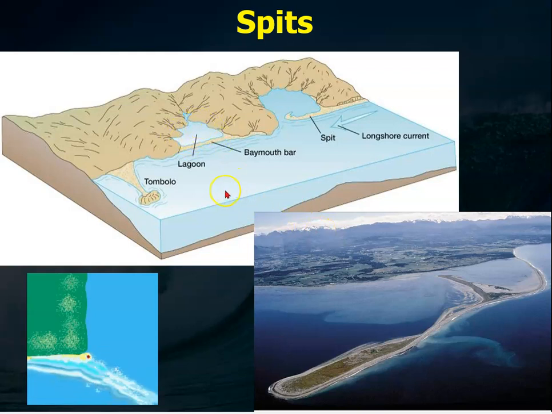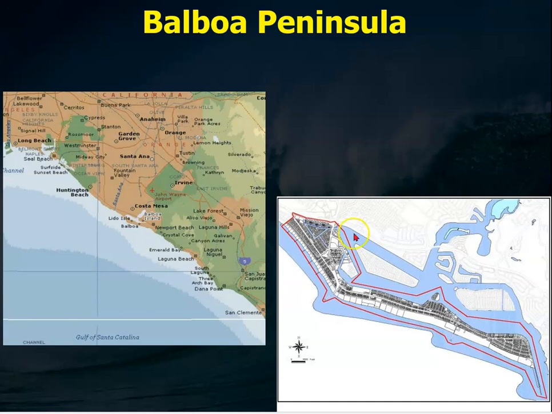And again, when we talk about streams, I'll explain why, but this will fill with sediments and this will just become a flat area. We have a spit in Orange County, Balboa Spit, although we don't call it that because that's terrible for marketing purposes. It's the Balboa Peninsula. So the Santa Ana River empties up here in Huntington Beach.